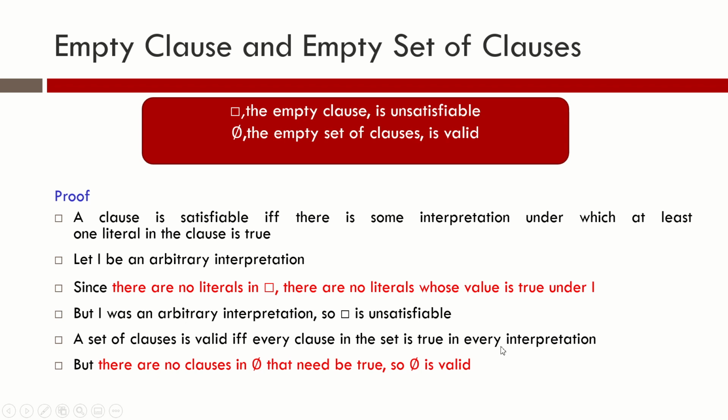So, we say that an empty clause is unsatisfiable. Now, why do we say that an empty set of clauses is valid? A set of clauses is valid if and only if every clause in the set is true in every interpretation. In every interpretation, every clause in the set should be true. Then we can say that the set of clauses is valid. But in an empty set of clauses phi, there are no clauses that need to be true. So, we consider phi as valid. So, an empty clause is unsatisfiable and an empty set of clauses is valid.